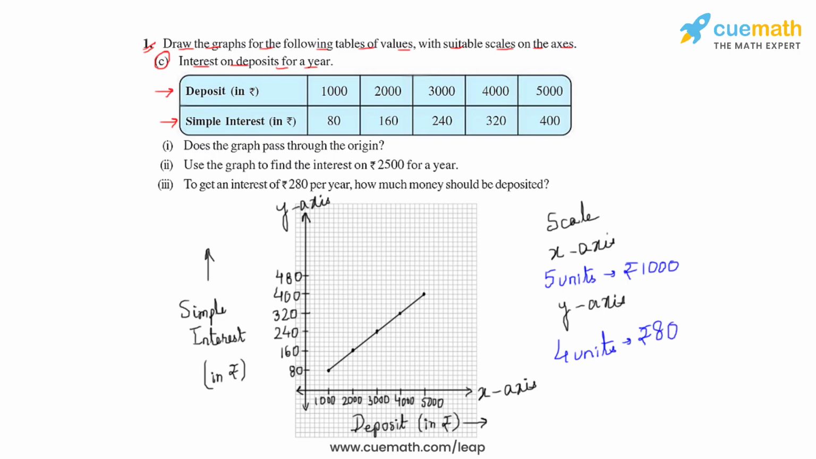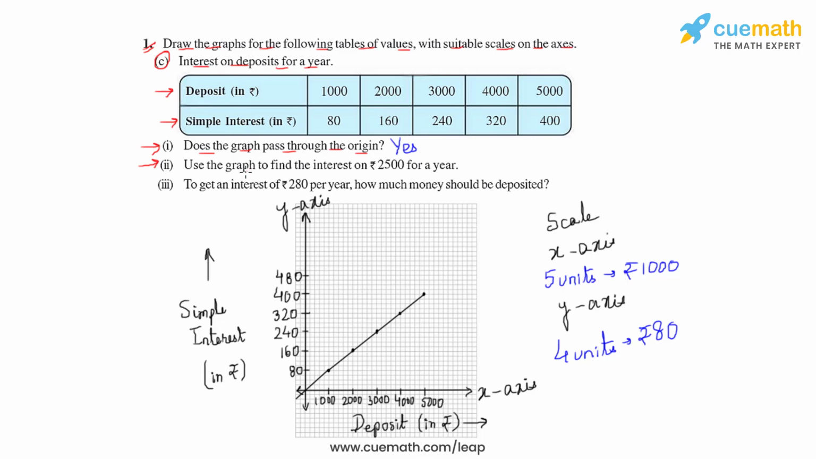So these are the scales of both the axes. Now let us answer the questions that follow in this part. The first question asks whether the graph passes through the origin. So if we extend this line, we'll see that this line passes through the origin for sure. Hence, to answer the first set of questions, we can say yes, it passes through the origin.